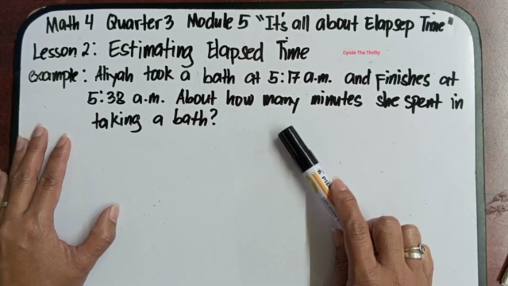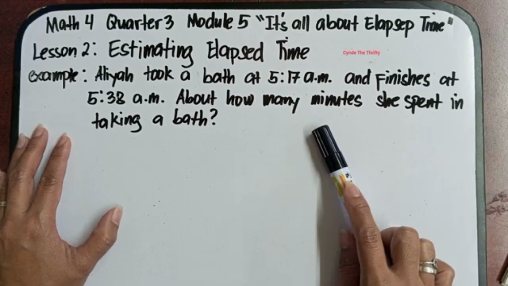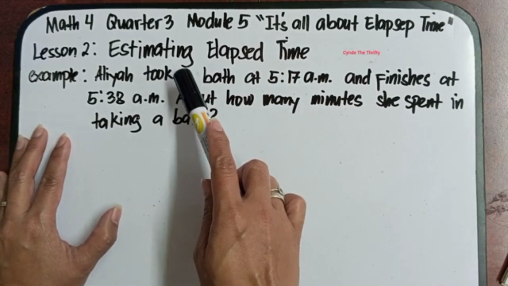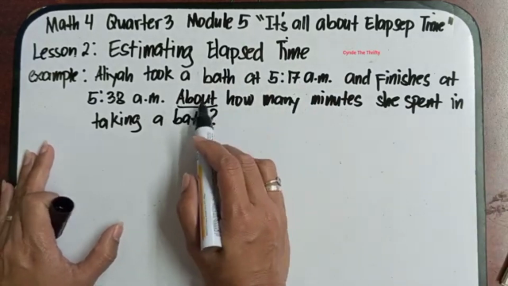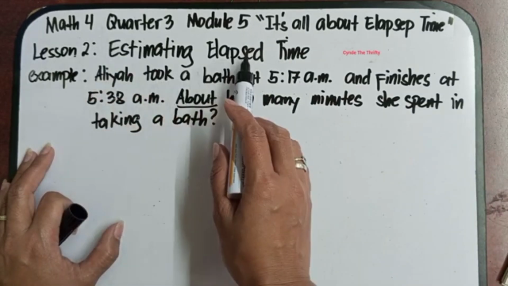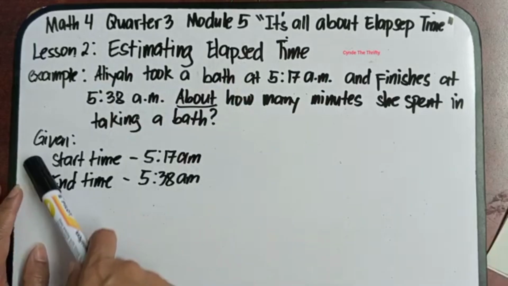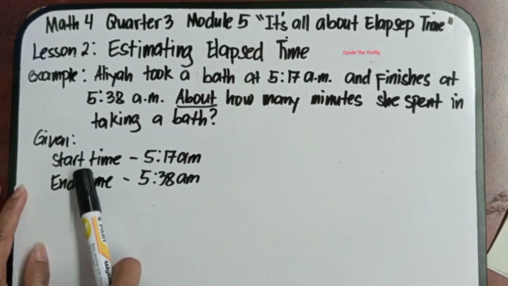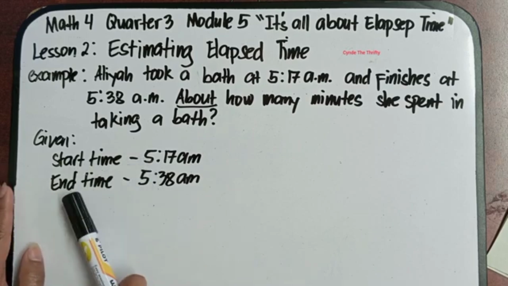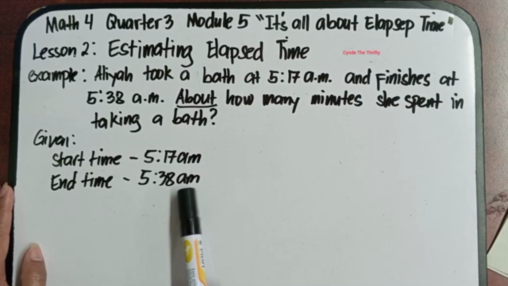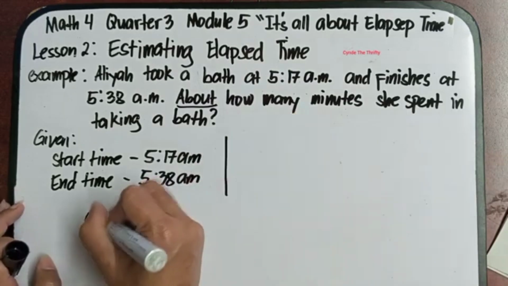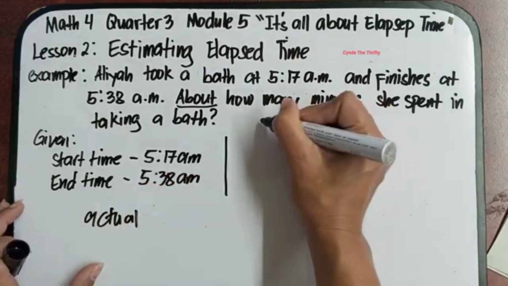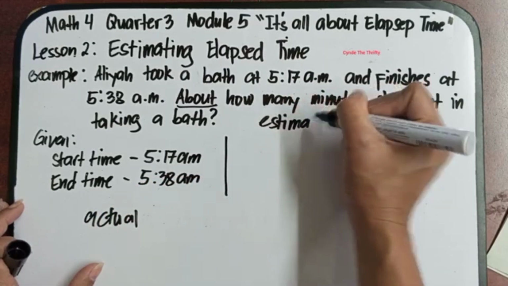Ngayon, ano yung word na nagsasuggest na itong problem natin is nagsasuggest na estimate natin ang ating elapsed time? So, meron tayong word dito na about. So, si about is nagsasuggest na i-estimate natin ang elapsed time ni Aliyah. Meron tayong given. So, ang given natin is ang starting time is 5:17 a.m. And then, ang ating end time is 5:38 a.m. So, ito yung actual time natin. Ngayon, i-estimate natin siya. So, this is our actual. And dito sa kabila is ang ating estimated time.